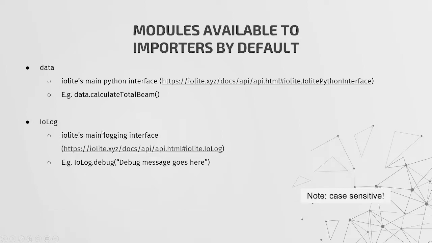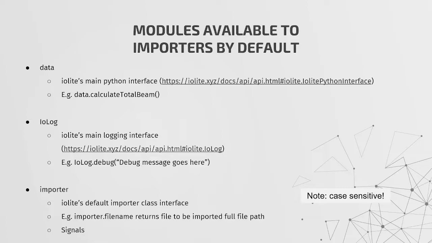So in the messages that appear to the user, in the bottom left of Iolite's user interface, there's the messages tab. When you go to that, it shows you all the messages that Iolite's printed out. This is how you can access that using your Python module. You can do that by writing something like iolog.debug, and then you could put a debug message there. You could also do iolog.error and then put your error message there. There's also an information and a warning level as well.